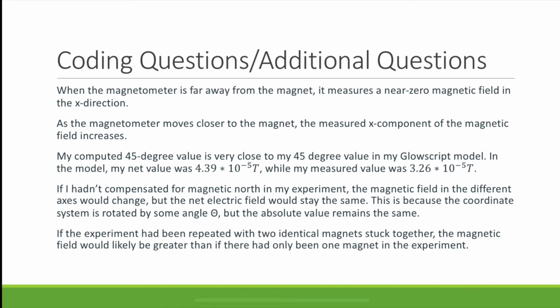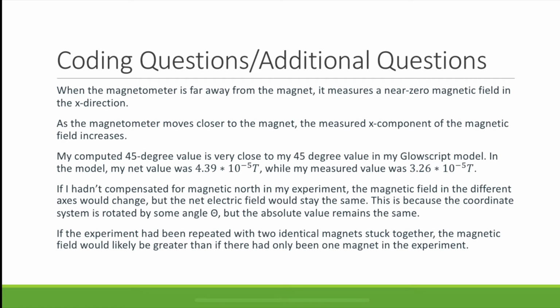If I hadn't compensated for magnetic north in my experiment, the net magnetic field wouldn't change, but the magnitudes along the different axes would change. This is just because it's still in the same location. So if you find the net magnetic field based on the different axes, no matter what the orientation is, it's still going to be the same as long as the location doesn't change. However, if it started out being mostly in the X and you rotated it, it could be mostly in the Y, or there are a million other situations, but the absolute value of the net field remains the same.